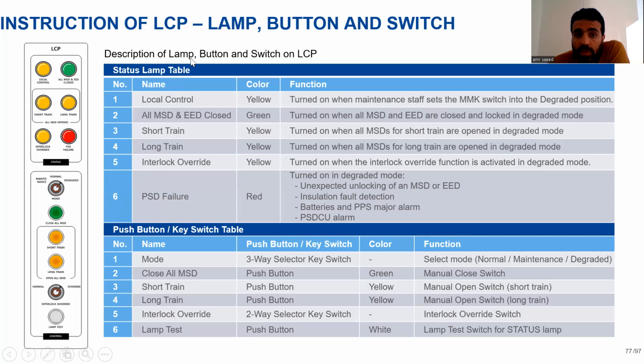This is a description of LCB. Every button, every switch, every mode of it. You can find here local control, and it turned when maintenance staff using it. Local control. You see these yellow buttons. If only MSD EED are closed, you will find this button is green. And for short train, you will find it yellow. For long train, you will find this yellow.